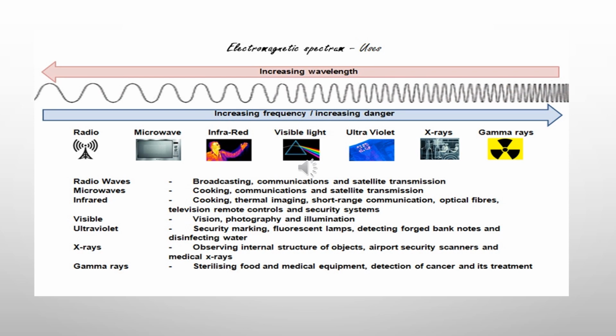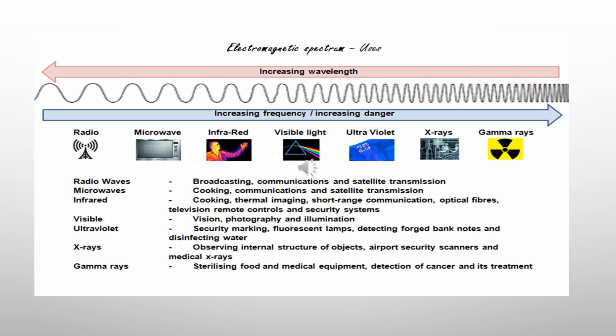Let's know in which cases we find these radiations. Radio waves, of course, for broadcasting, communication, and satellite transmission. Microwaves, yes, we know in cooking, again in communication and satellite transmission. So mobiles, when you go to see, yes, we have this range which is observed.